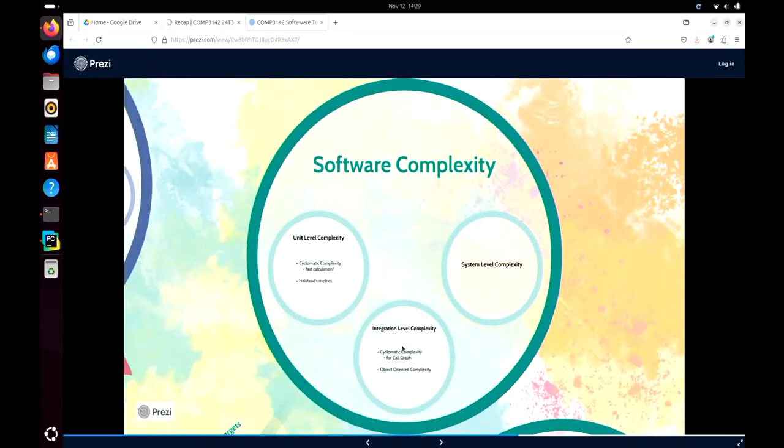And after that, we learned the concepts of software complexity. Software complexity is useful for testing because normally we believe that the more complex a piece of code is, the more likely it is buggy. So it can help us to prioritize our testing targets if we can analyze the complexity of a piece of software.